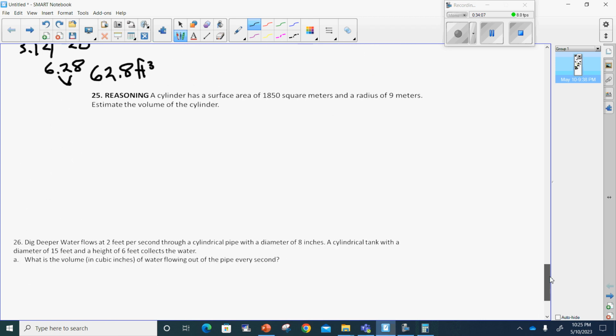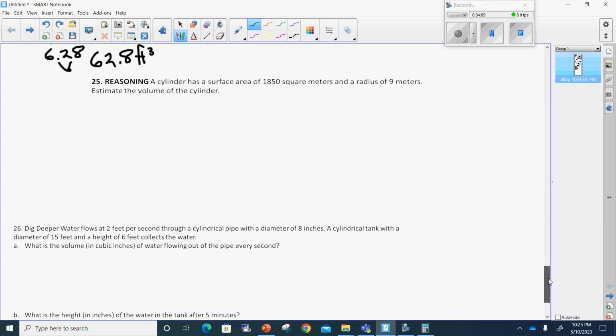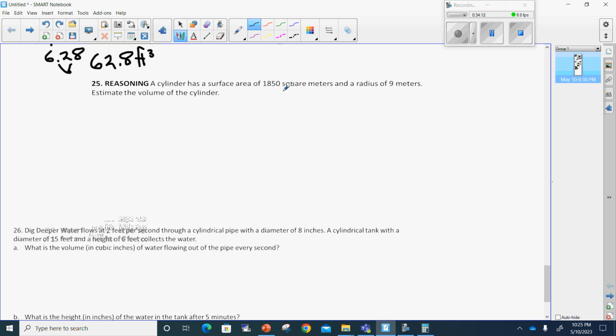That was 23. You got 24, so now I have 25. It says, reasoning, a cylinder has a surface area of 1,850 square meters and a radius of 9 meters. So it has a surface area of this and a radius of this. Estimate the volume of the cylinder. So first of all, let's find out what the radius is. For surface area, we said that the surface area formula for a cylinder was 2 times pi r squared plus 2 times pi rh.